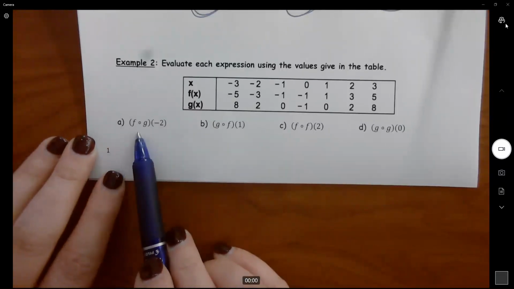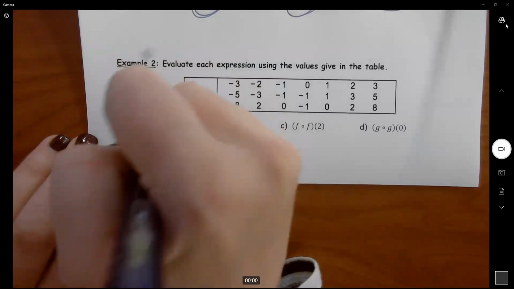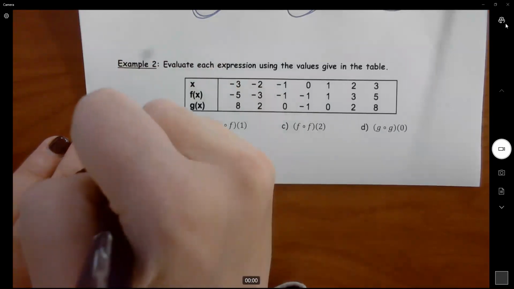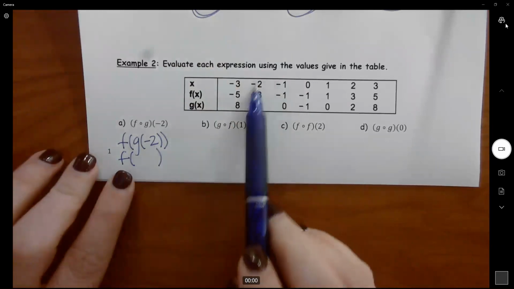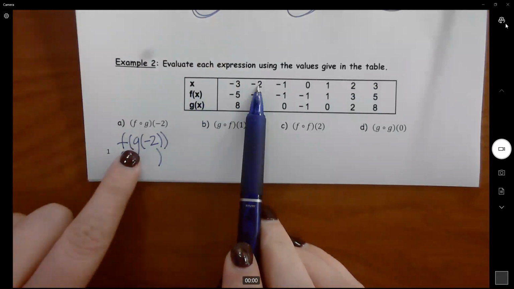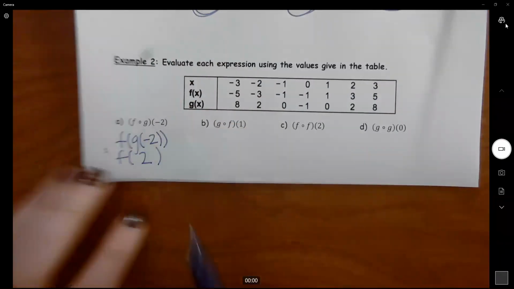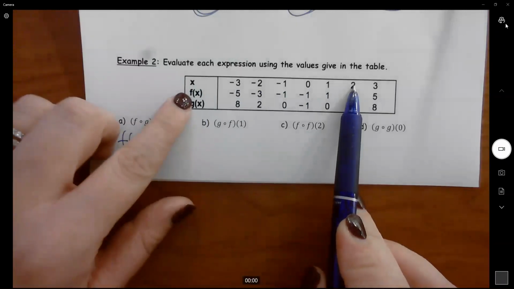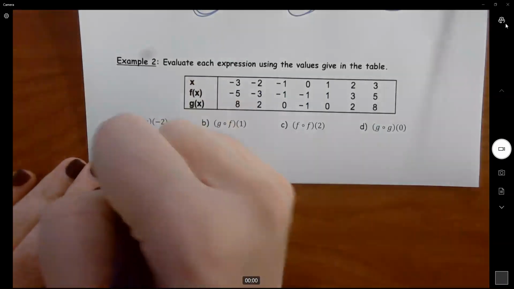So here we have f of g of -2. So what is my g of -2? Well, we're going to go along our x right here to -2. And because it's g, we need to go down here to g. So this is 2. And then f of 2, now we'll go along our x right here to 2. And what is my f of x when x is 2? That's going to be 3.